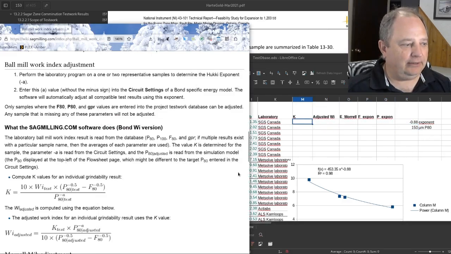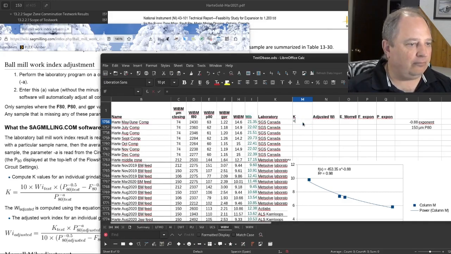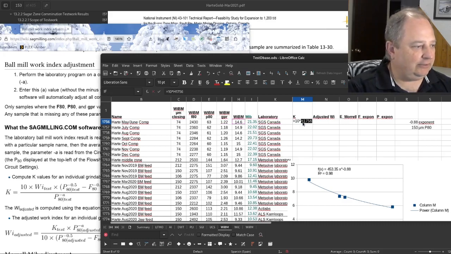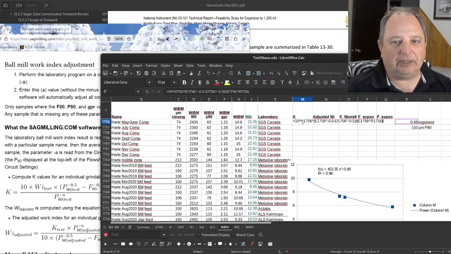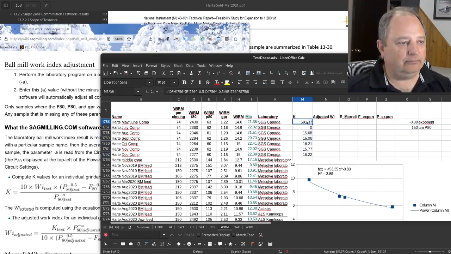And the equation for the K comes from Josephson's paper: times work index of the test, times the P80 of the test to the power minus 0.5, minus the F80 of the test to the power minus 0.5, and then you divide it by the P80 of the test, except now with the exponent that we pulled from our reference sample's signature plot. So there's the K value for that sample. So if we had done a signature plot for that sample, this is what we would expect to see as the coefficient for that sample, given that we have assumed that it has this exponent that we measured on the reference sample. So I can take that, copy it down, except that I have to set that to be, there we go.